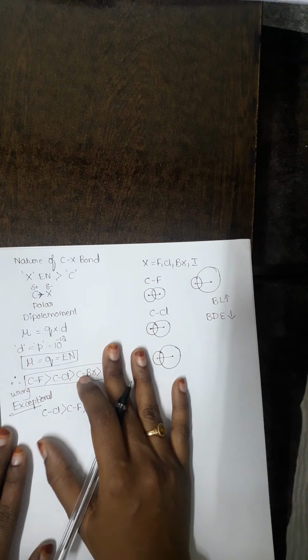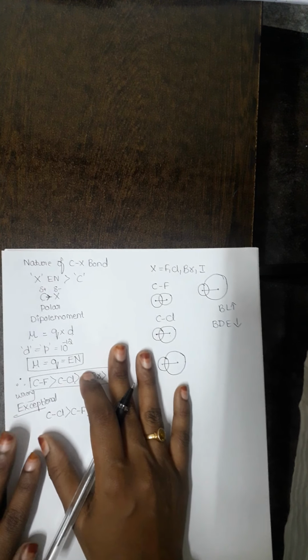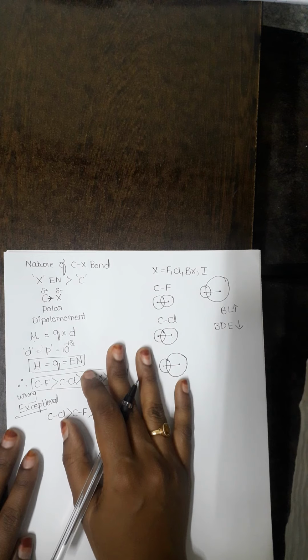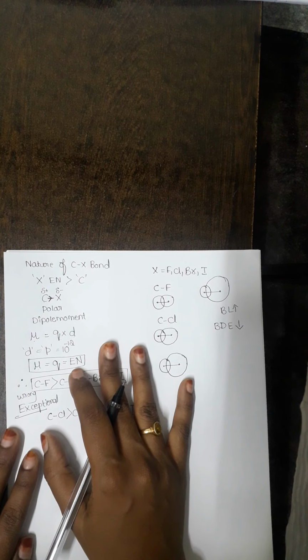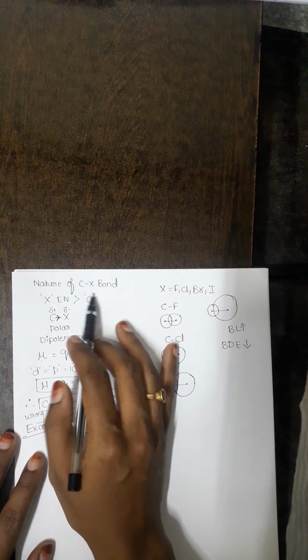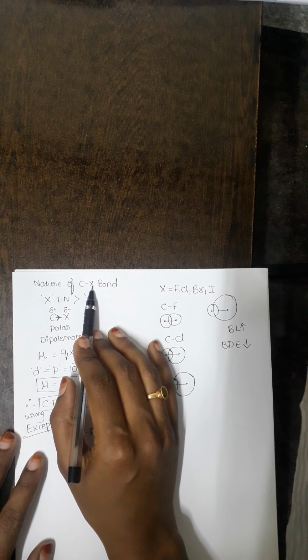Everyone. So today we'll start with the preparation of haloalkanes and haloarenes. To do with the preparation, we should know regarding the nature of the C-X bond. So what is this C-X bond? Here carbon is bonded to a halogen.